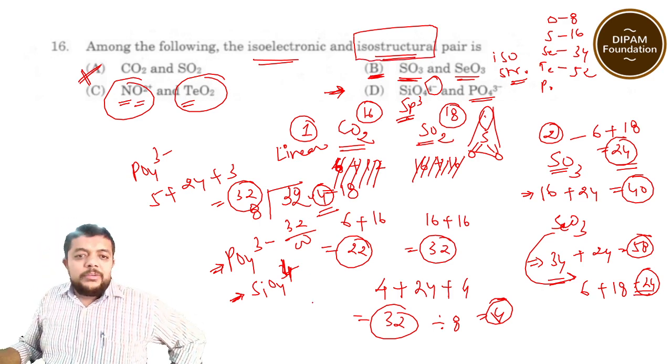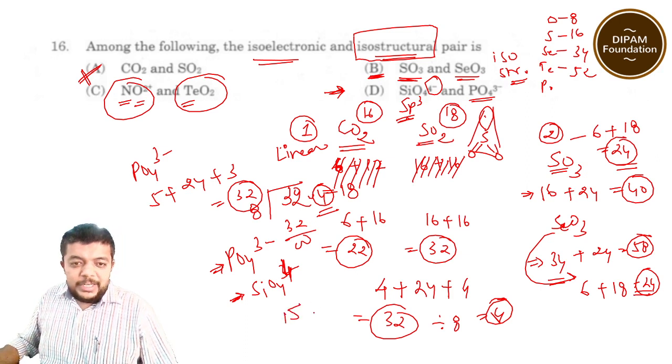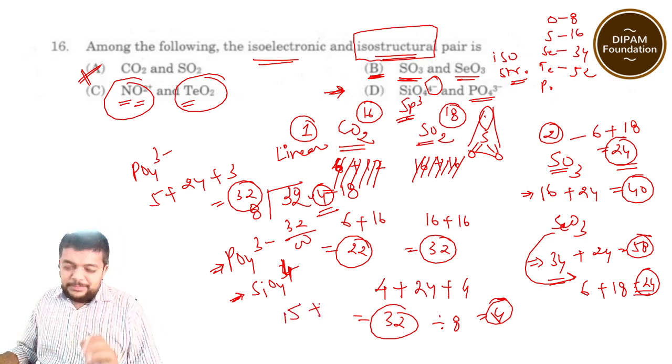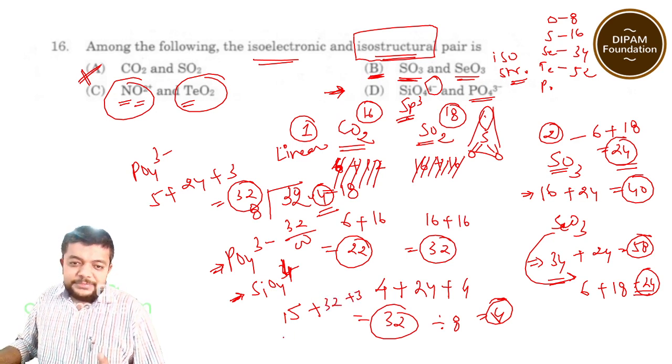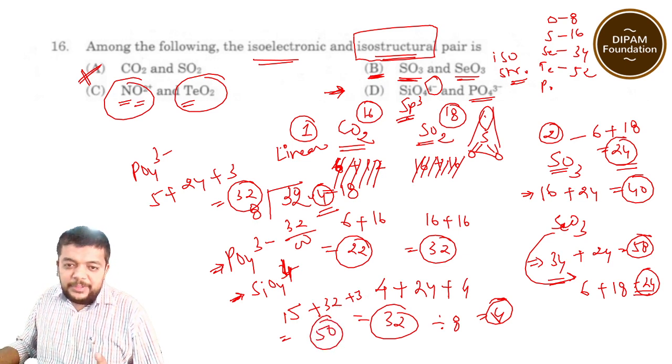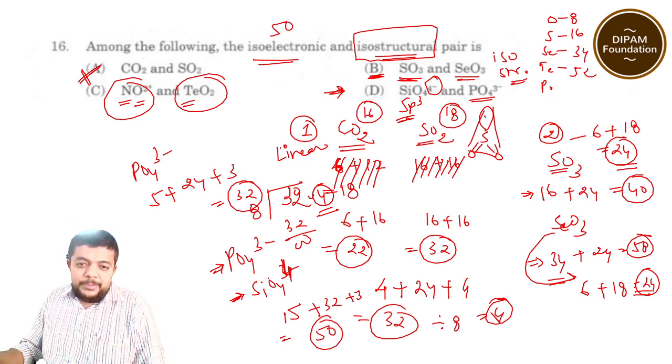What about isoelectronic? Let us just bluntly make the total. Phosphorus is 15 electrons. Be very sharp. Oxygen is 8, 8 fours are 32. 3 minus means 3 extra. 15 plus 3, 18 plus 32, 50. So there are 50 electrons in PO4 3 minus.